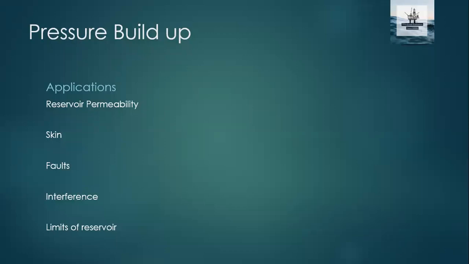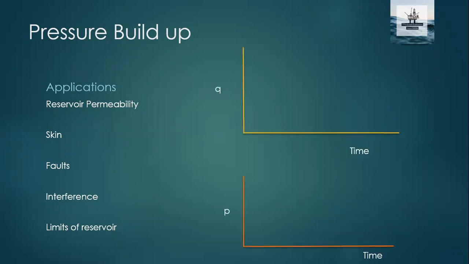So how will this pressure buildup test be carried out? First of all, let us take two graphs, Q versus time and P versus time. Q represents flow rate and T represents time. At the same time, parallelly, we are measuring pressure with respect to time. These measurements will be done parallelly.